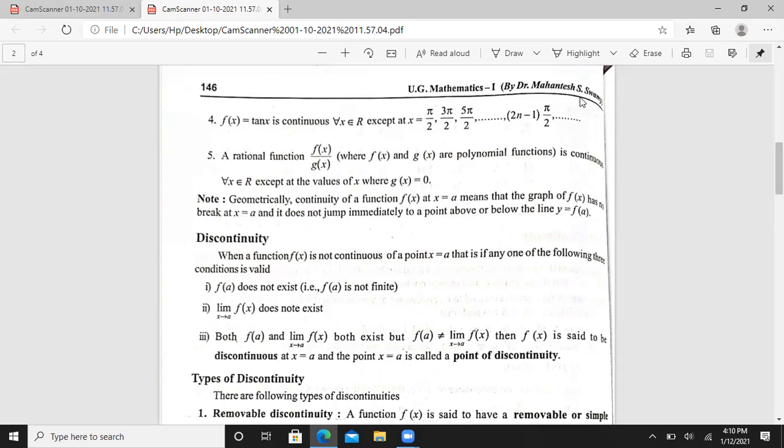a rational function f of x divided by g of x, where f of x and g of x are polynomial functions, is continuous for all x belongs to R except at the values of x where g of x is equal to 0.